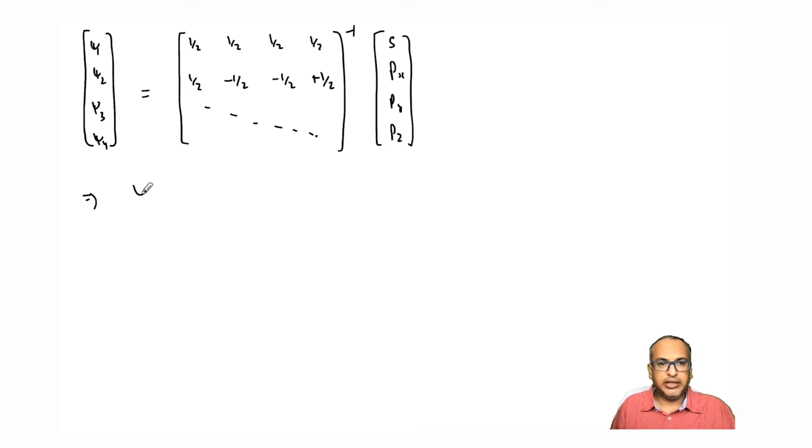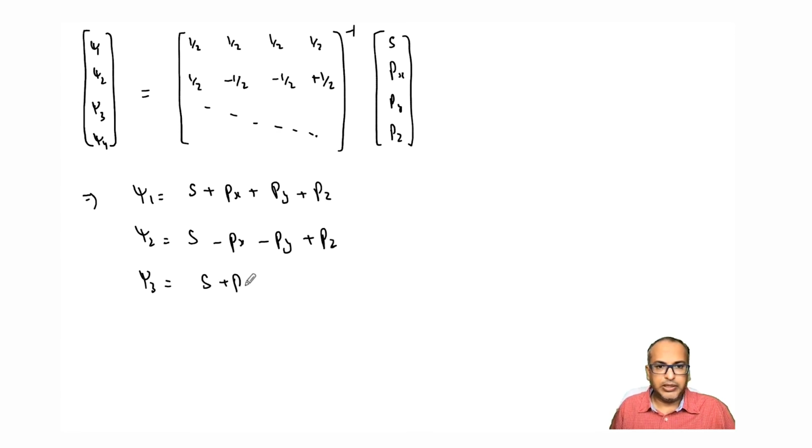Now this implies, if I expand this and take the inverse, I can write psi1 equal to s plus px plus py plus pz, psi2 as s minus px minus py plus pz, psi3 as s plus px minus py minus pz, and psi4 as s minus px plus py minus pz, right?